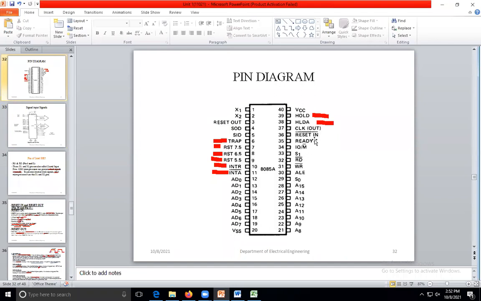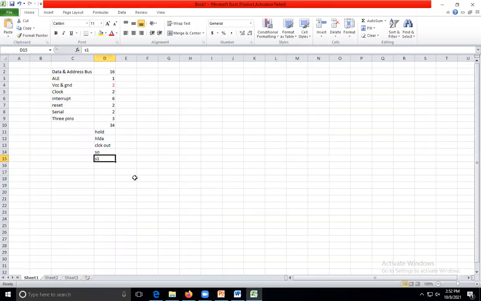One pin is remaining, the ready pin is remaining. See, this is the ready pin. We are not discussing the ready pin yet. Okay. So one pin is the ready pin.